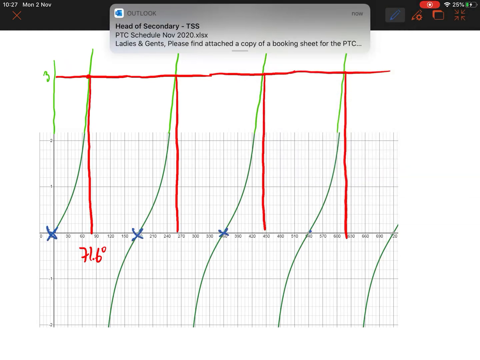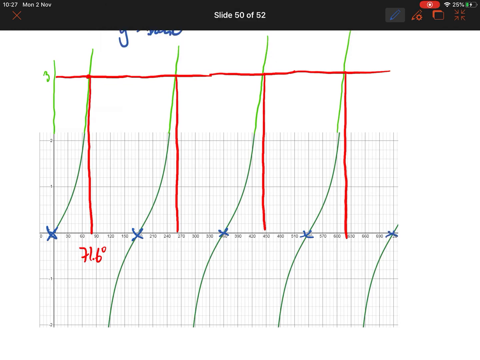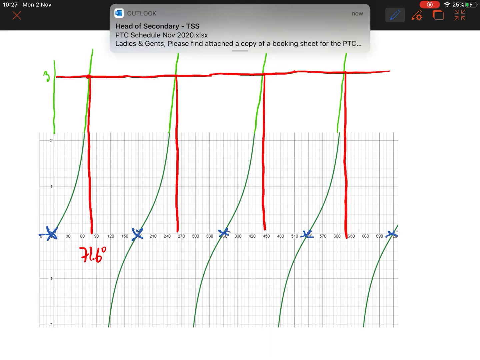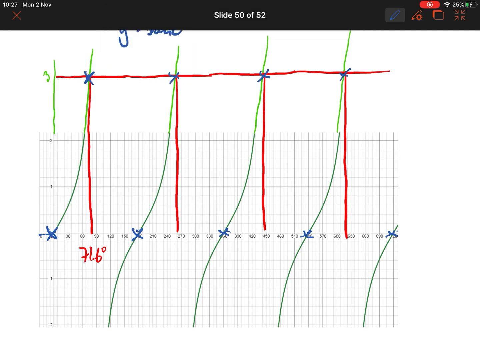Notice that these sections of the tan curve, so like here to here, to here, to here, to here, you're always adding 180 each time. 0 to 180 to 360 to 540 to 720, always adding 180. And so that's the same here, from here to here to here to here, always just keep adding 180. So that's one of my answers there.